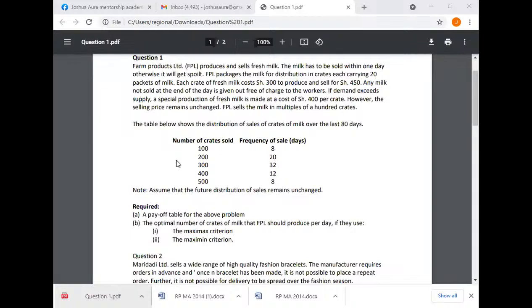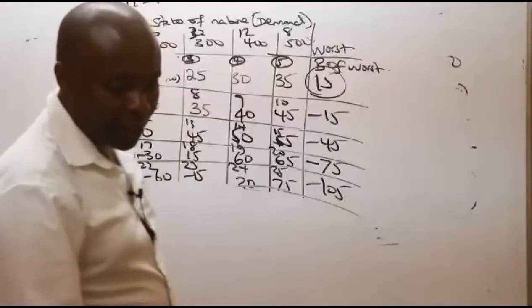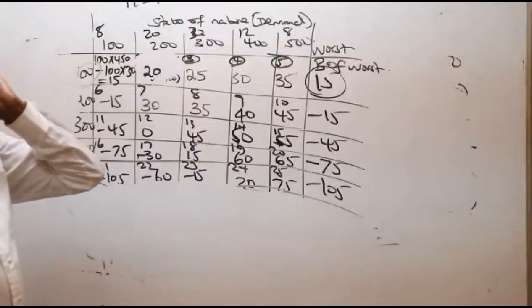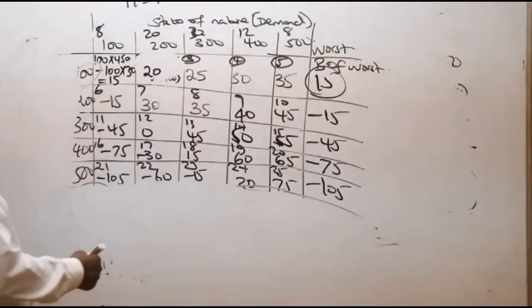Of course, to get these probabilities, I would have used the frequencies: 8, 20, 32, 12, and 8. So can somebody give me the total frequency? We normally use frequencies to get probabilities. Add the frequencies of sales, then divide each frequency by the total. So the total is 80.